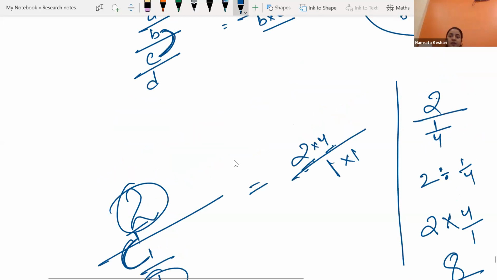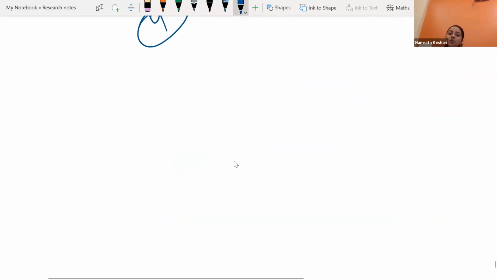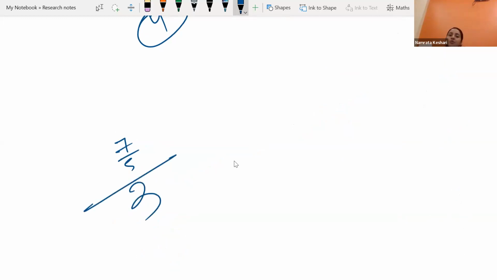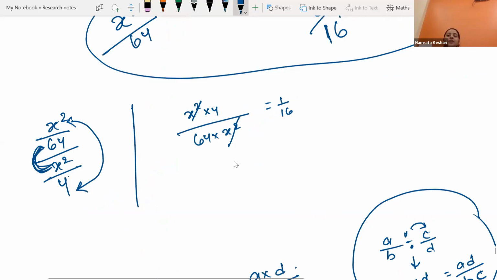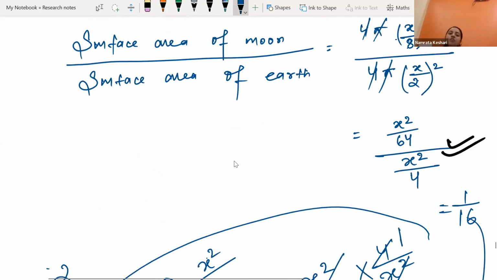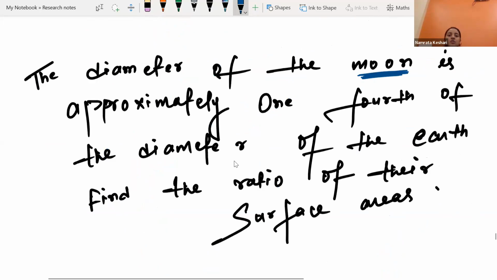Okay, if your numerator is 7/5 and your denominator is only 3, then again you have to use the same logic. Write 3 as 3/1 and do the same thing. Extreme end numbers multiplied together and inner numbers multiplied together. This is the simplified form. So we ended up getting the surface area of moon over surface area of earth as 1/16. 1:16 is the ratio. See how we started solving this question.